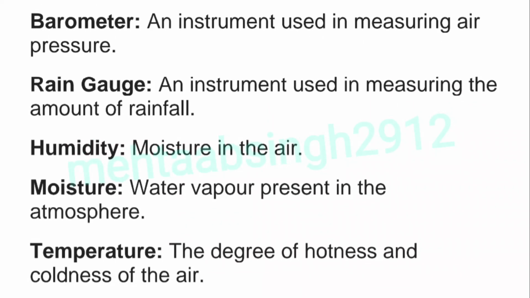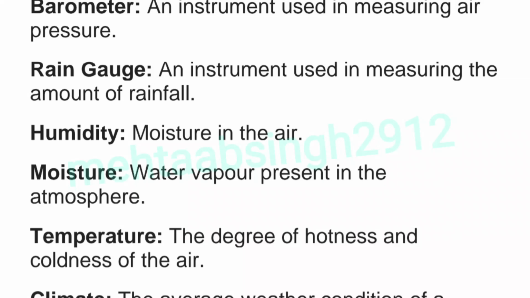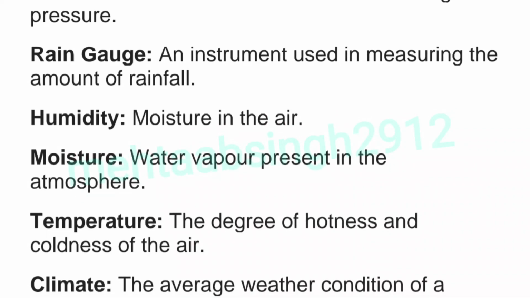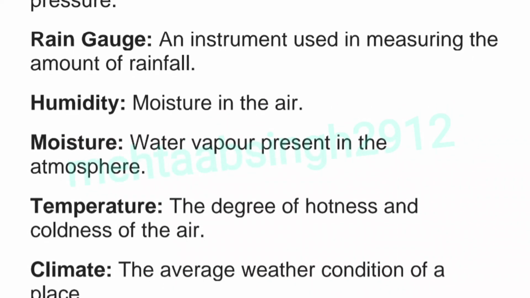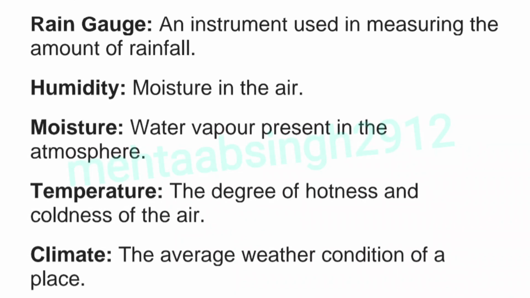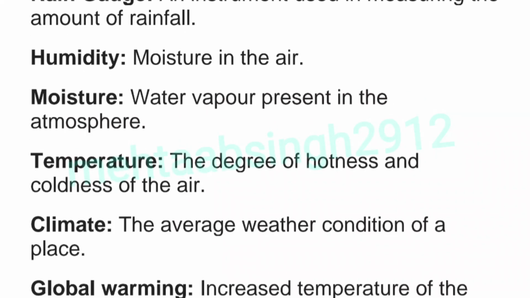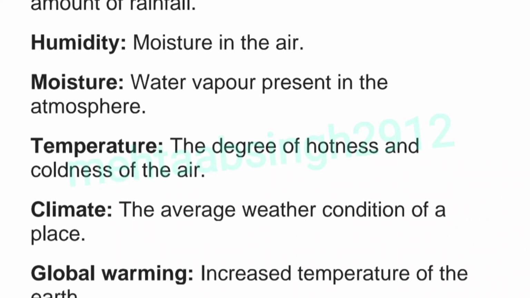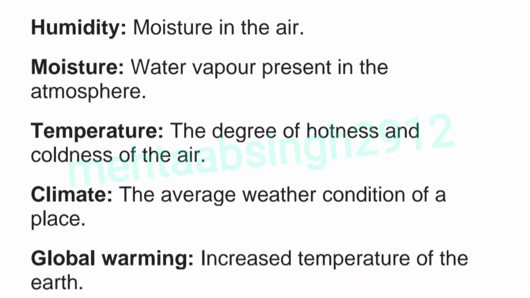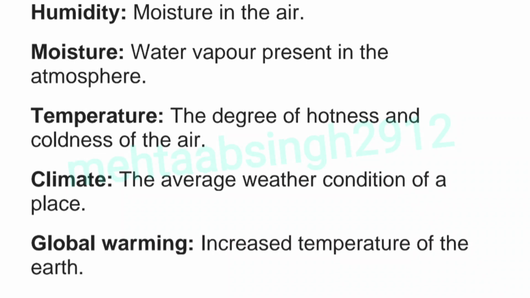Rain gauge: an instrument used in measuring the amount of rainfall. Humidity: moisture in the air. Moisture: water vapor present in the atmosphere. Temperature: the degree of hotness and coldness of the air.